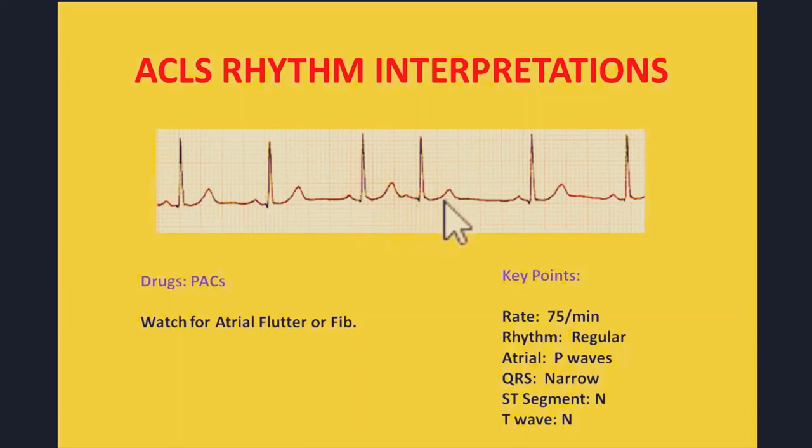Atrial premature beats are frequently seen in patients with chronic lung disease or chronic heart disease, and especially in an acute illness situation, premature atrial beats may be a precursor of atrial flutter or fibrillation. So it is very important for us to keep an eye on these premature atrial beats and make sure that our electrolytes such as potassium and magnesium are normal, the hemoglobin is normal, and the pH is normal, so we minimize the chances for any of these beats to progress to atrial flutter or fibrillation.